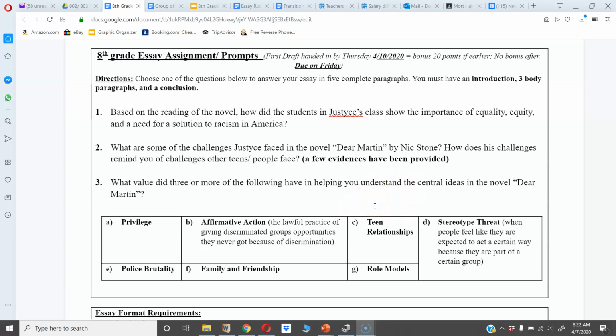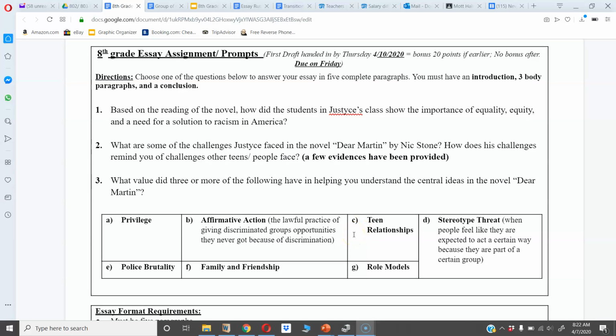And each of those central ideas could be focused on 3 of the things in the box here. You might say the central idea was about the issue of police brutality. You might talk about it with role models. You might say something about affirmative action or even stereotype threat. We talk about those things, but you have to find the evidence in your books. So that's what you'll be doing for your essay.